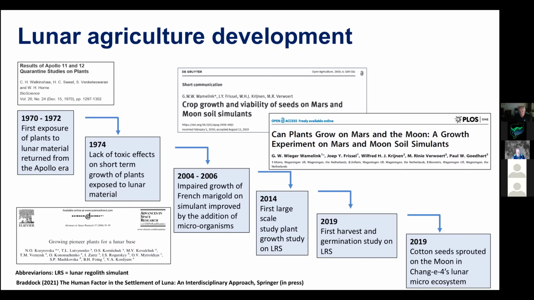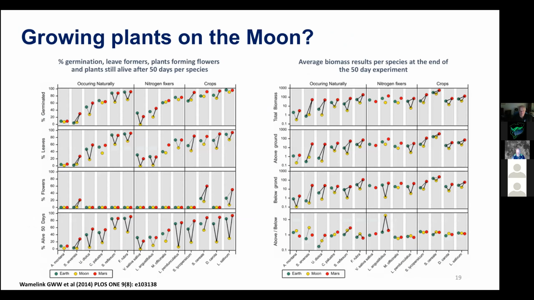And then last but not least, we have the very public announcement that Chang'e 4's lunar microecosystem landed on the backside of the moon, and cotton seeds sprouted. But actually, it's not quite the story that actually happened, and I'll describe that too. So let's go into some of the detail now.